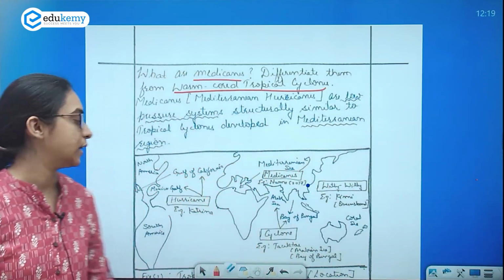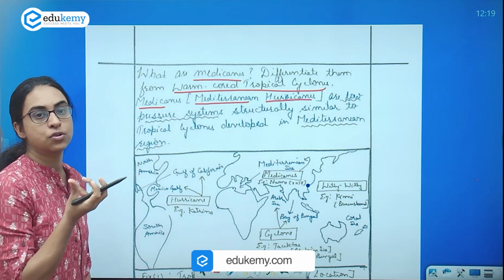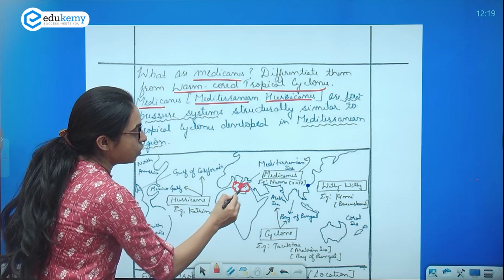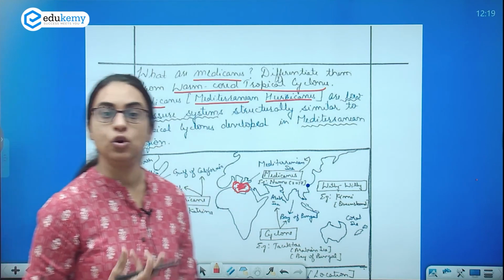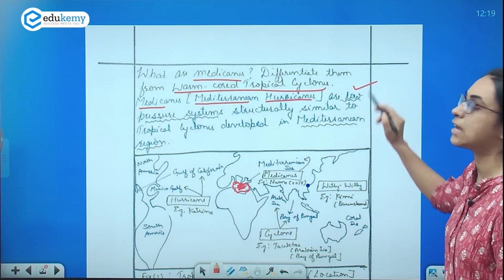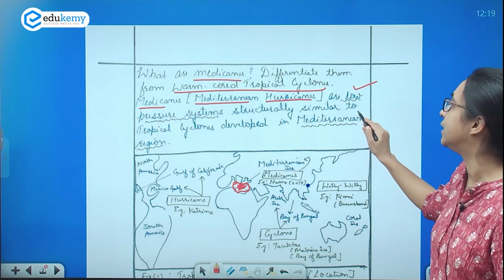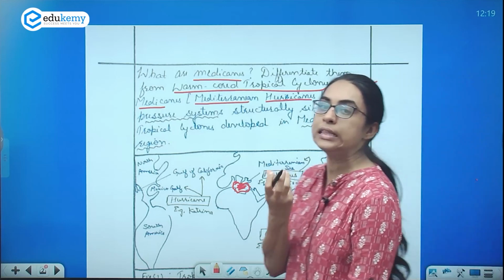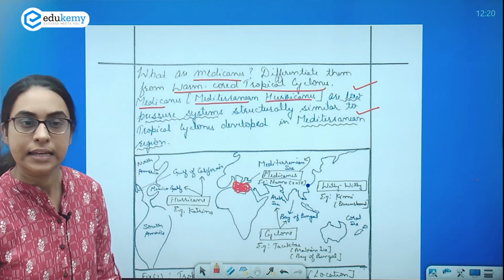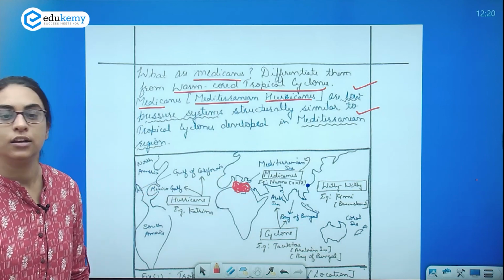Medicane is nothing but, you can split the name, Mediterranean hurricane. So a cyclostrophic system in the Mediterranean region. These are also low pressure systems, like any cyclone. The Medicanes are low pressure systems, structurally similar to tropical cyclones, and they develop in the Mediterranean region. Medicane is the low pressure system in the Mediterranean region.